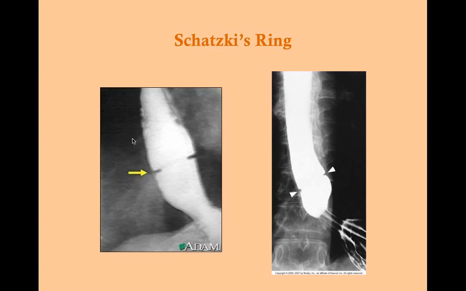So here's a very classic Schatzki's ring. This one here appears to be, I can't really tell because I can't really see how many inches this is, but this one appears to be a B ring. And this one here appears to be an A ring. The way you can tell that this is a Schatzki's ring is because you have a circumferential narrowing. You've got a narrowing on this side, and you've got a narrowing on this side. You can't see the side that's pointing at you because this is just a two-dimensional picture, but you know that this is a ring because you've got it on both sides.